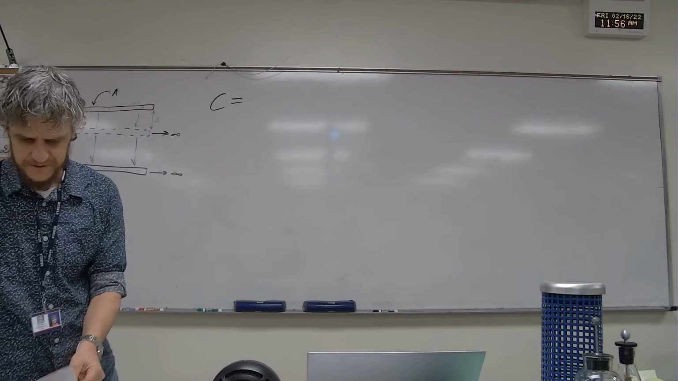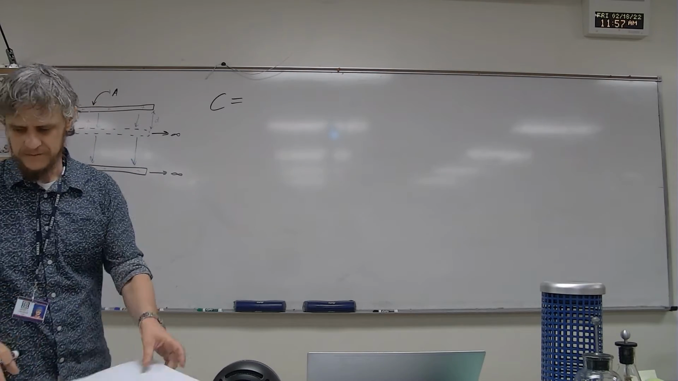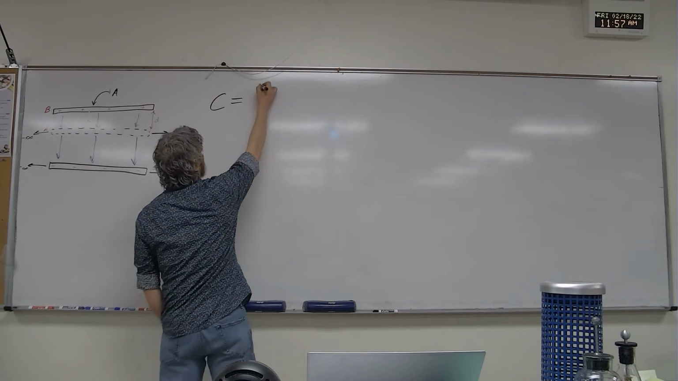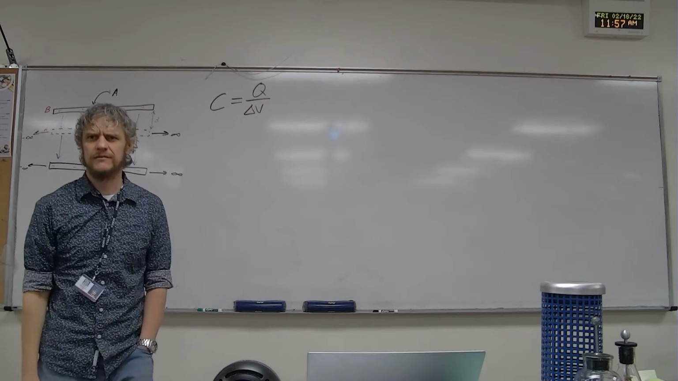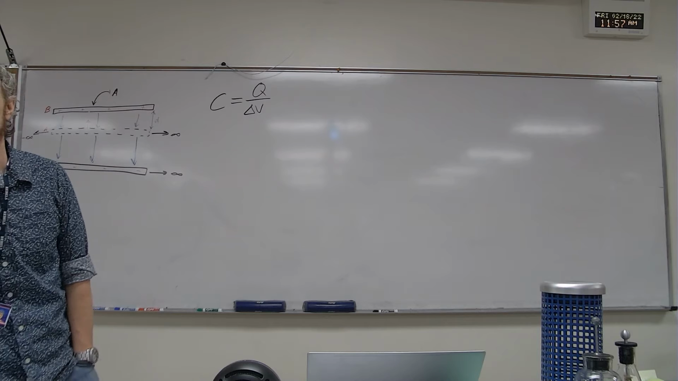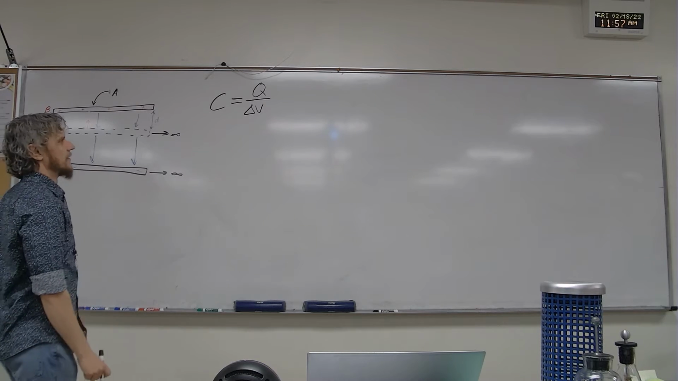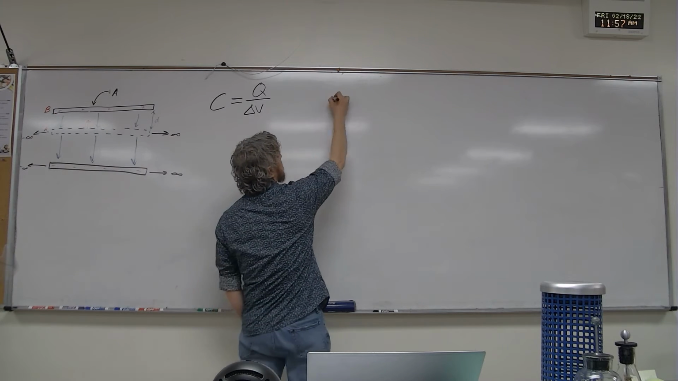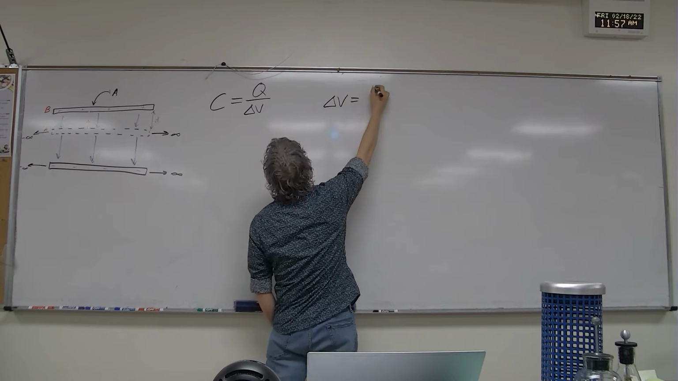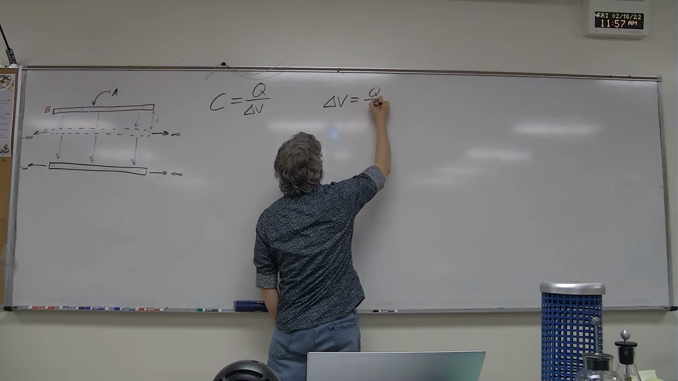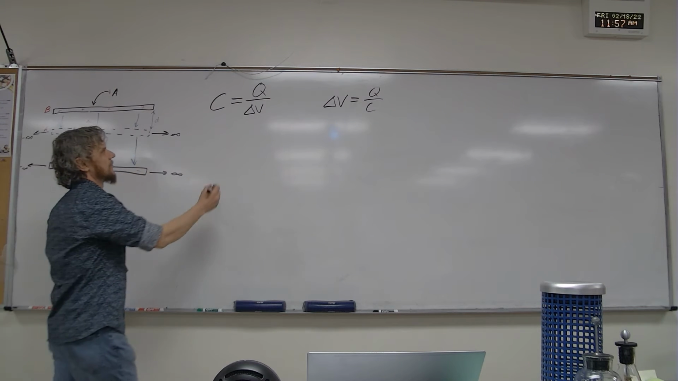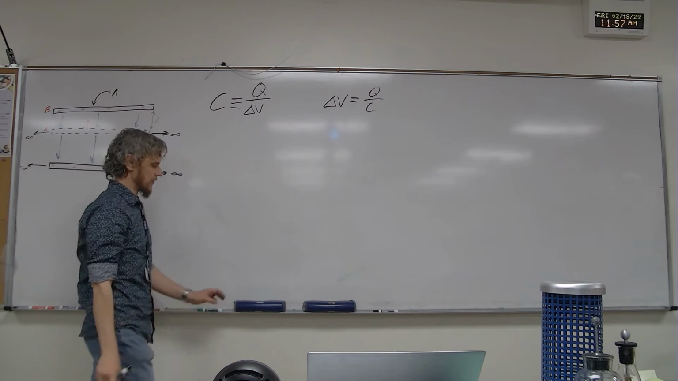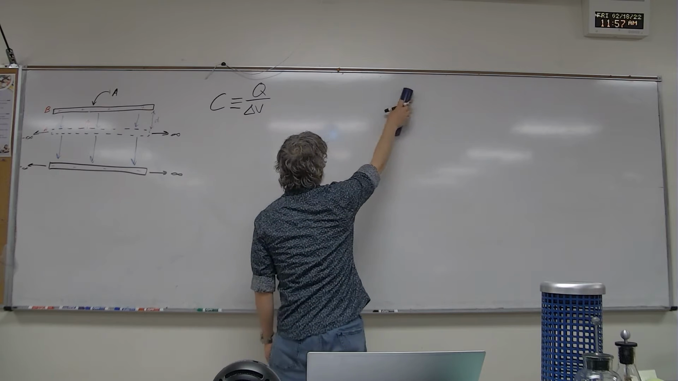Is it on the formula sheet? Q over delta V. Is that what it looks like on the formula sheet? Well, no, it's delta V is Q over C. On the formula sheet, it says the capacitor voltage is charge divided by capacitance. But the definition of capacitance is Q over delta V.